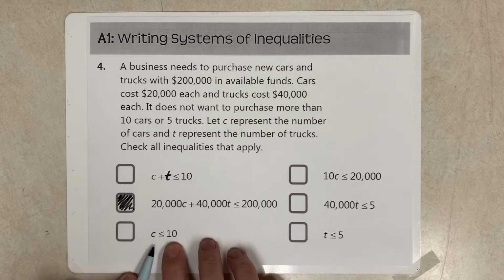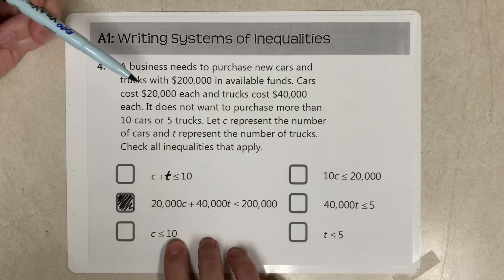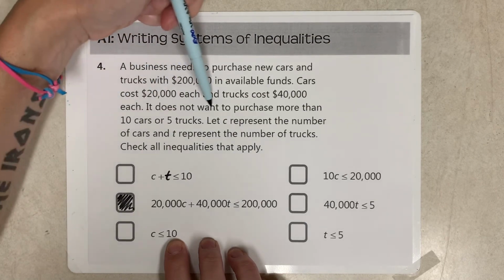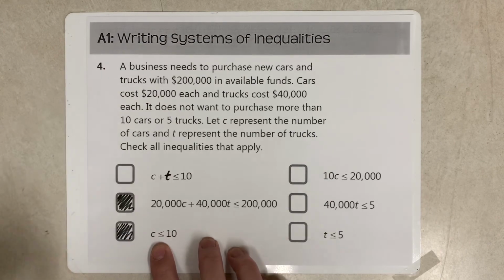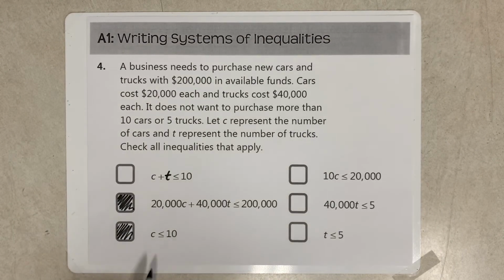This one says the number of cars has to be less than or equal to 10. So do they want to purchase no more than 10 cars? Yep, it says it does not want to purchase more than 10 cars. So this one would be true. As a matter of fact, you could also write that as 0 less than or equal to C less than or equal to 10, but that one's also okay because that's what the EOC would probably look like.